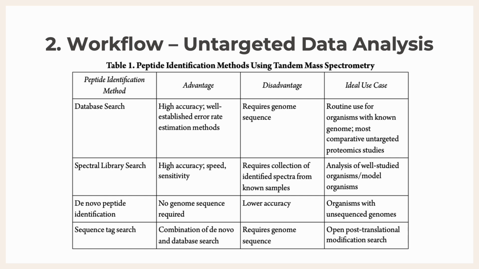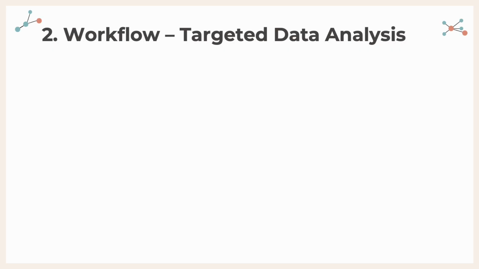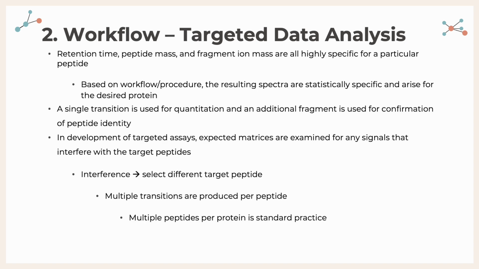This chart here is essentially just showing the advantages and disadvantages for the 4 untargeted data analysis methods. For the targeted data analysis, I think this is pretty simple. It's one slide. You're setting everything specific to that peptide or protein that you want. So your retention time from your chromatography, your peptide masses, your ion masses, your fragment masses, they should all be very specific to your target peptide.